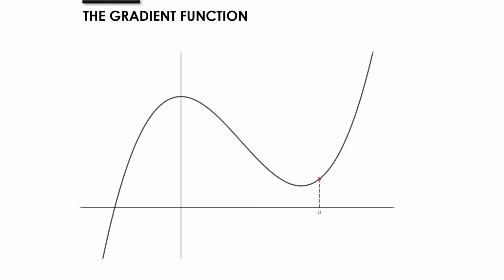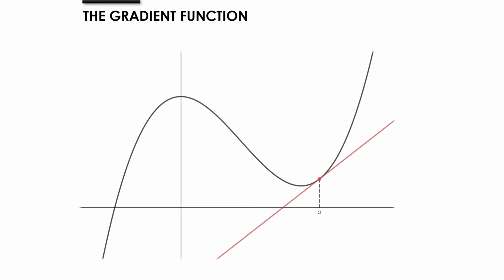Let's suppose this point has x coordinate of a. To see how steep the curve is at this point, we could draw a tangent to the curve. And as the tangent by definition only touches the curve at a single point, it must therefore at that point have the same steepness as the curve. And so we can define the gradient of a curve at any particular point as the gradient of the tangent to the curve at that point.